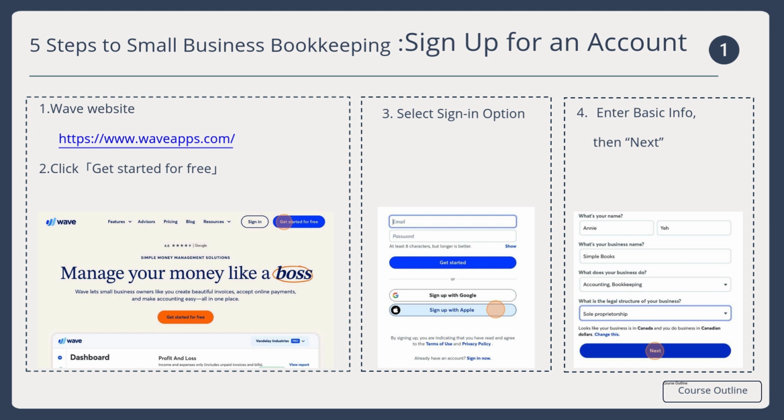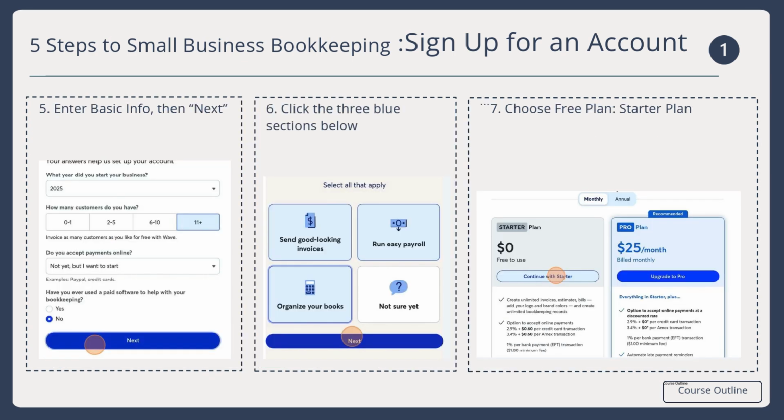Step 1 in getting started with Wave is to sign up for an account. Go to the Wave website at waveapps.com and click Get Started for free. Choose your preferred sign-in option, then enter your basic information and click Next. Continue entering any additional details as prompted, and click Next again. After that, click the 3 blue sections shown on the page to complete the setup, and finally, choose the free starter plan. Your Wave account is now ready to use.